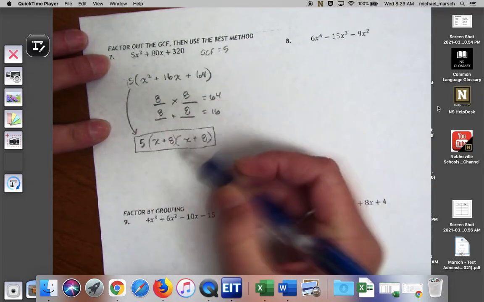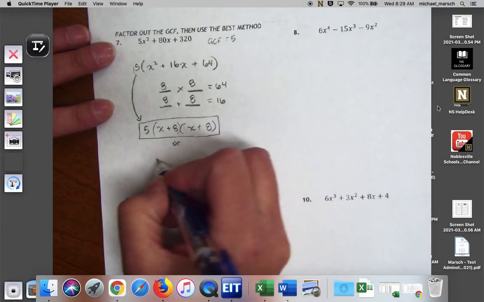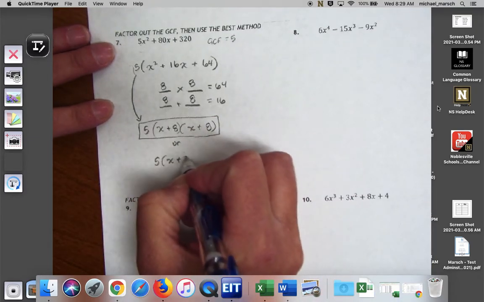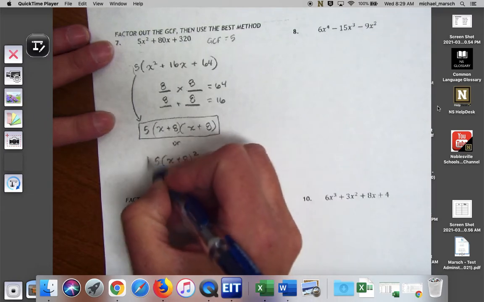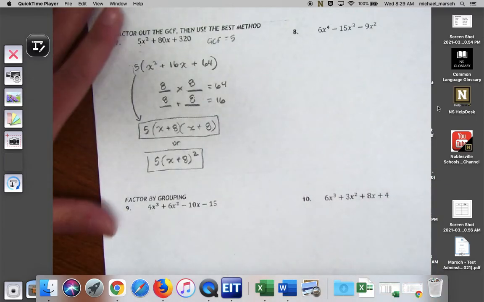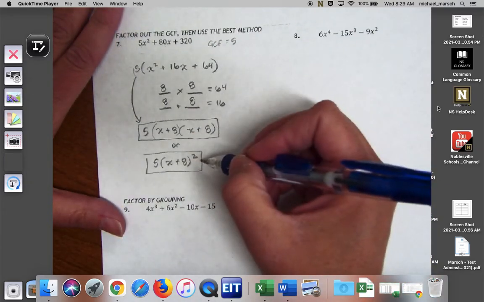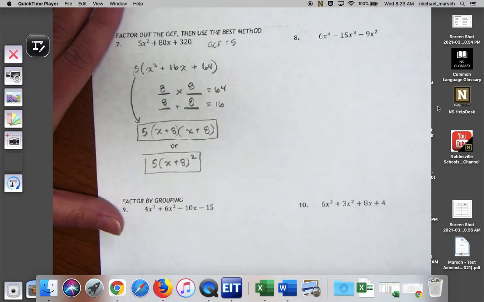Some of you might be thinking, well, if these are the same thing, is there anything else I could write here? Sure could. You could say 5 times the quantity x plus 8 squared, because then if I were to stretch it out, I would get x plus 8 times x plus 8. Either one is fine for your quiz. I don't anticipate many of you adapting to this, but it's still something nice to know.